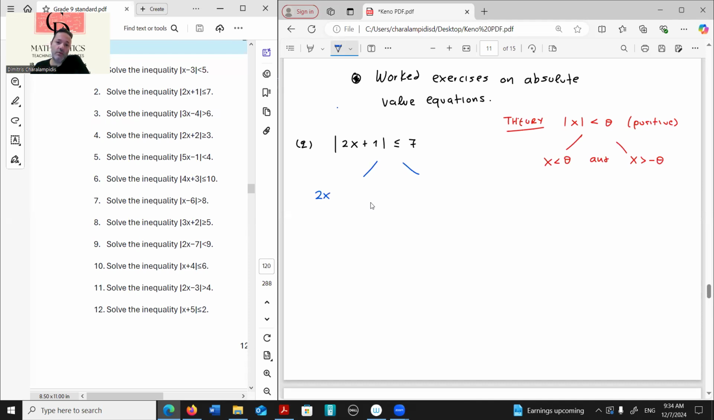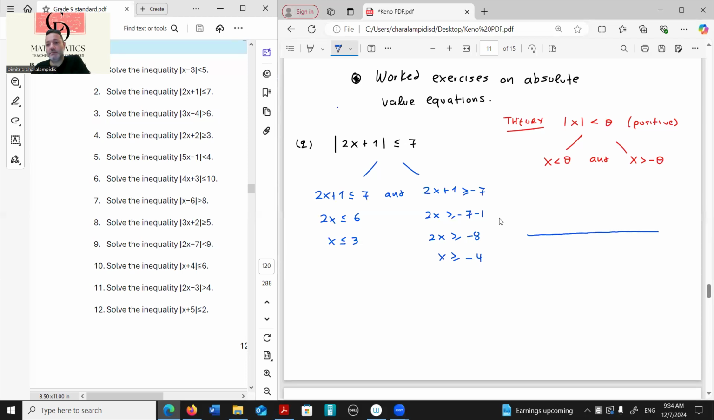So 2x plus 1 less than or equal to 7, and 2x plus 1 greater than or equal to negative 7. So 2x less than or equal to 6, x less than or equal to 3, and at the same time, negative 7 minus 1, 2x should be greater than or equal to negative 8, which means that x should be greater than or equal to negative 4.